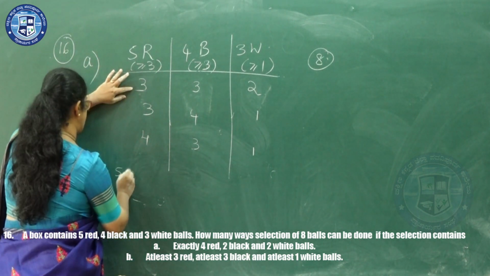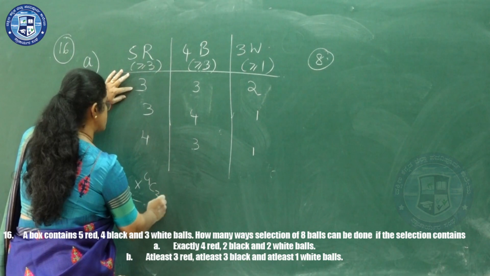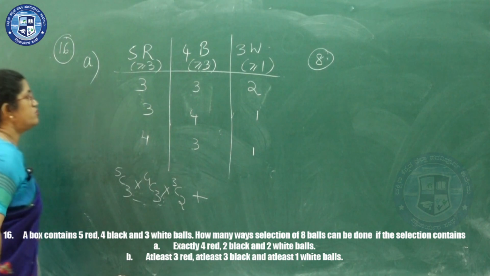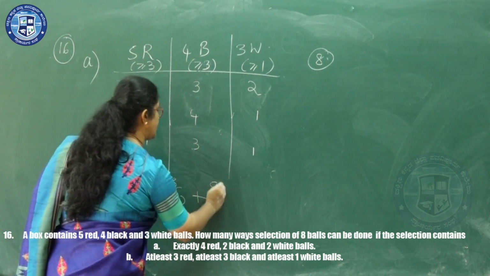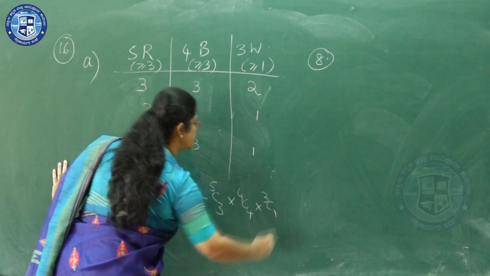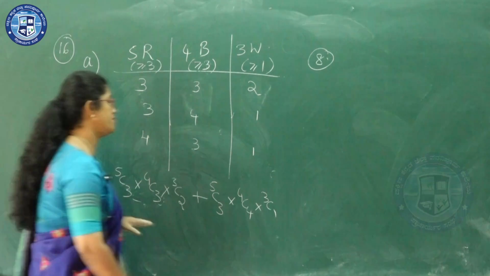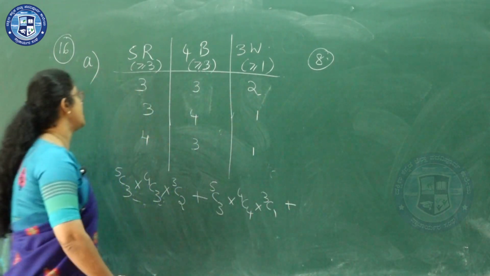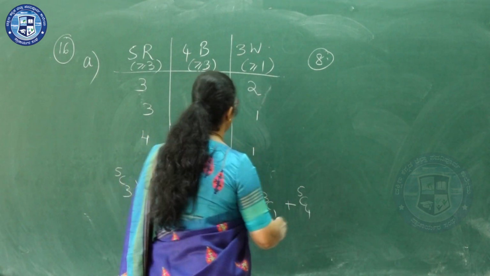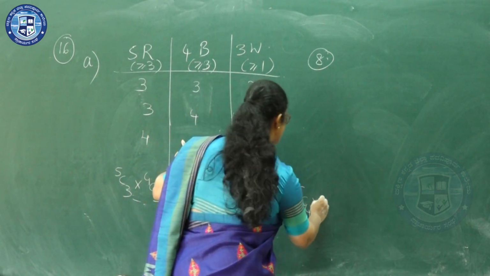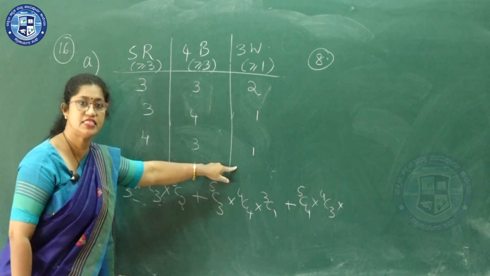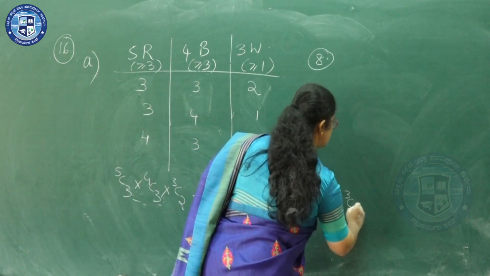From 5 choose 3 and from 4 choose 3 and from 3 choose 2, first row. Or come to the second row, 5 choose 3 and from 4 choose 4 and from 3 choose 1. Or means plus. Come to the third calculation, 5 choose 4, that is 5C4, into the second one, 4C3, into the third one, 3C1.